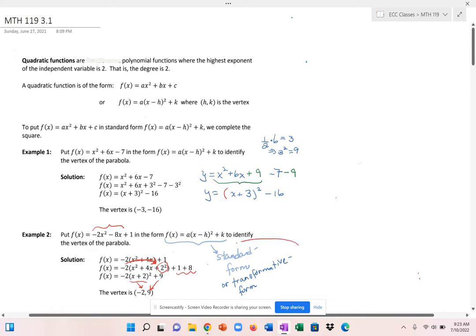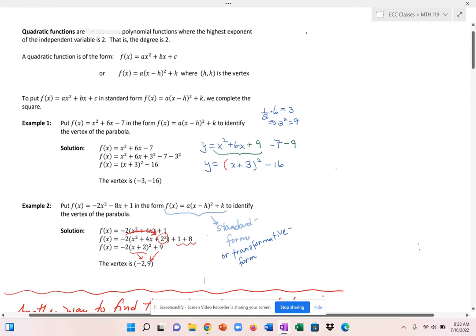Standard form is also called transformative form. So you might see either one of those terms used in books or in your homework assignments. They might be referring to the standard form or the transformative form of the quadratic function. In this case, my a is negative. It's a negative 2. So this would be an upside down parabola. Therefore, this vertex would actually be a maximum point.